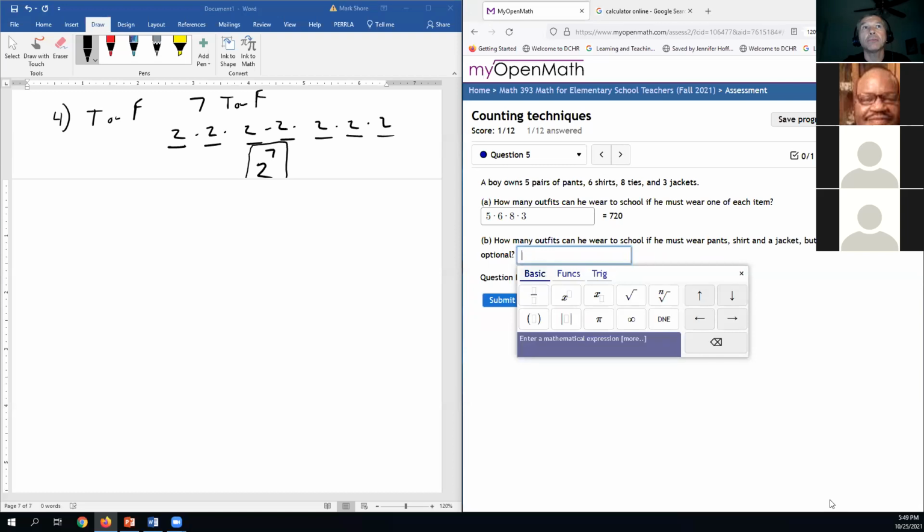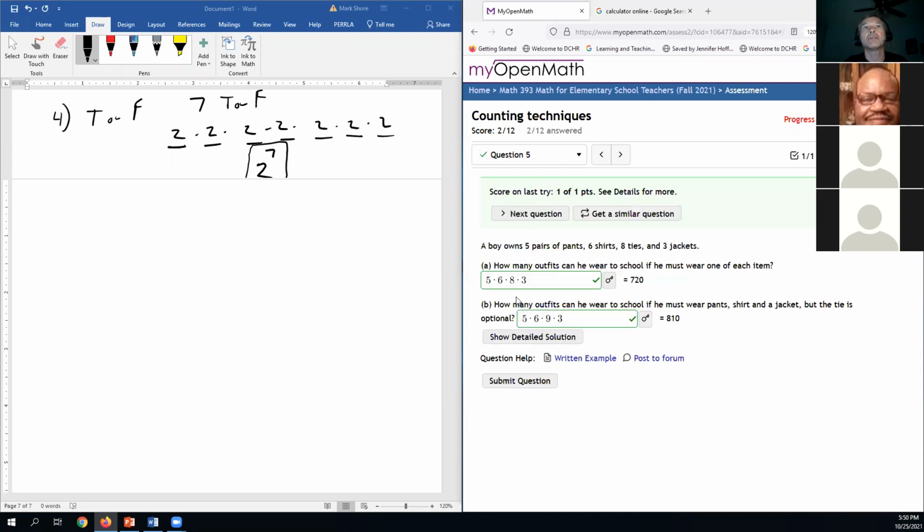Well, he has to wear one of the 5 pair of pants times he has 6 shirt options, so times 6. But for the tie, since it's optional, I'll let you guys answer this. Since the tie is optional, how many choices does he have? 9. Boom, that's it. There's 9 options. Why? He could wear tie number 1, 2, 3, 4, 5, 6, 7, 8, or no tie at all. That's the 9th choice since it's optional. Then times the 3 jackets. For some reason, I guess he has to wear a jacket, but that's all there is to that one.